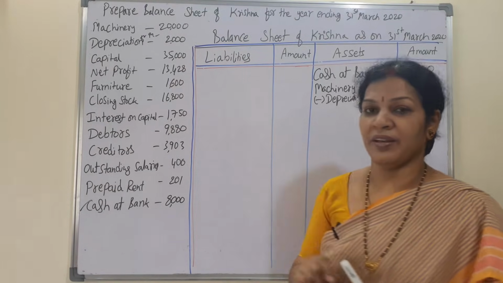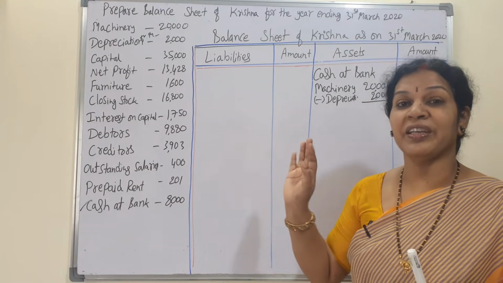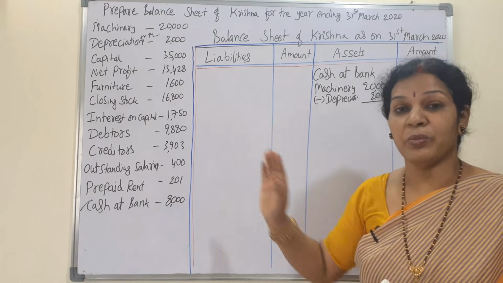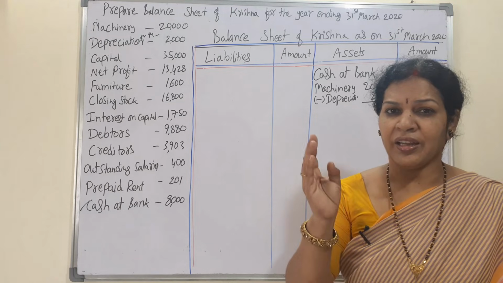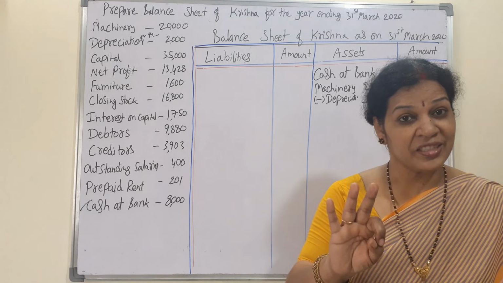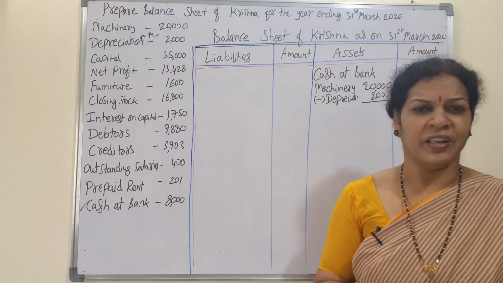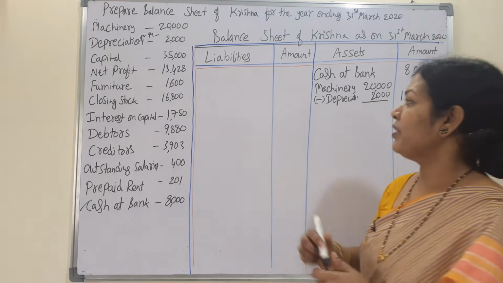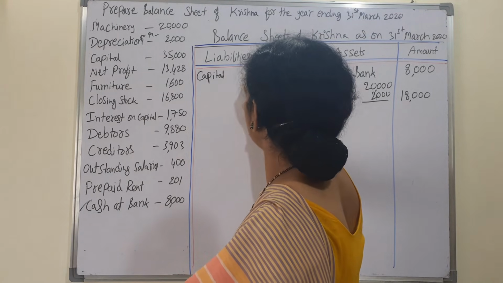Next one, capital. Capital is a liability. Always remember, capital comes on the credit side, the liability side. We'll write capital in the inner column only, because net profit we have to adjust. And if there are any other adjustments like interest on capital, drawings, interest on drawings, these three apart from the net profit, we have to adjust them to the capital only. Anyway, net profit is a sure amount. That is why you write the capital in the inner column only. So capital, inner column, 35,000.